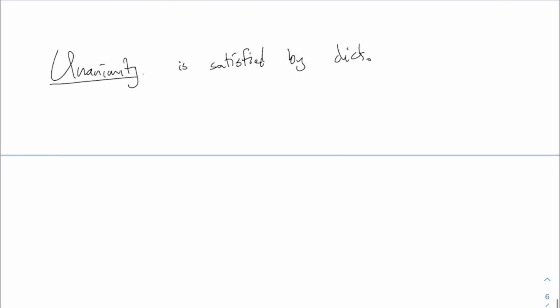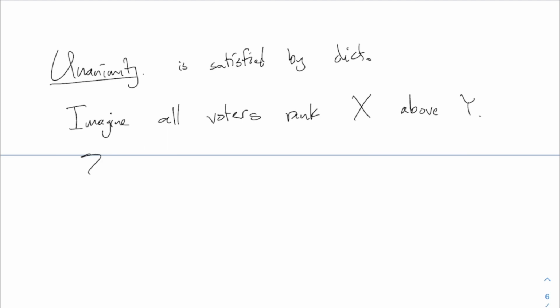Can we say why? Maybe as a little review. Remember, the way to explain why the unanimity is satisfied, you have to say, imagine all voters rank X above Y. This is how you describe that something satisfies the unanimity. Then you say something in the middle, and then you conclude, then Y does not win. Can you explain why, in a dictatorship, if all voters rank X above Y, how do you know Y is not going to win?